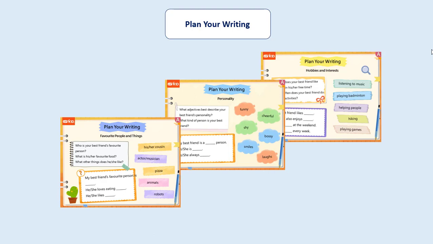So if you're talking about your favorite people and things, you can ask questions like, who is your best friend's favorite person? What is his or her favorite food? And as the student begins to answer it, you can help guide the student through his or her writing. And on the bottom, there's an example of how the student can go about their writing task. Again, this slide is to help your student begin to write.